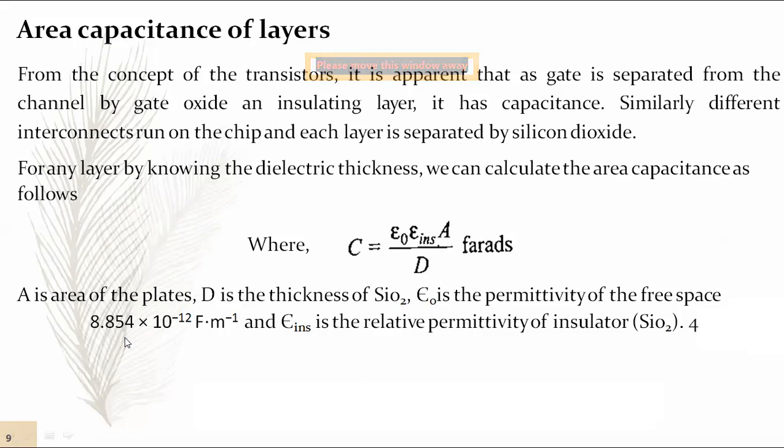The permittivity of free space is 8.854 into 10 to the power of minus 12 farads per meter, and epsilon_r is the relative permittivity of the insulator, that is silicon dioxide, which is equal to 4. These two, epsilon naught and epsilon_r, are constant. The varying terms are A and D, the area and the thickness.